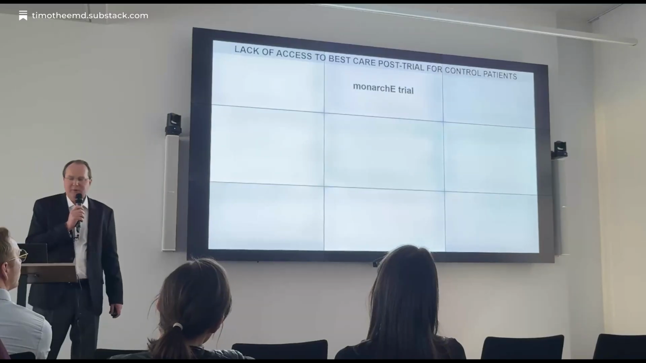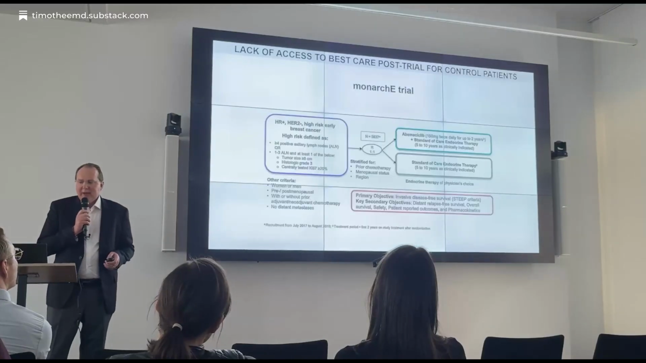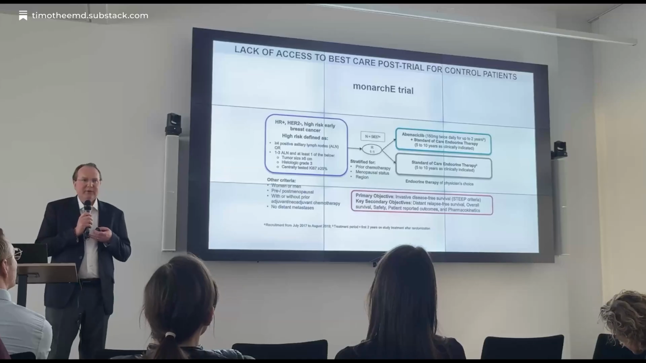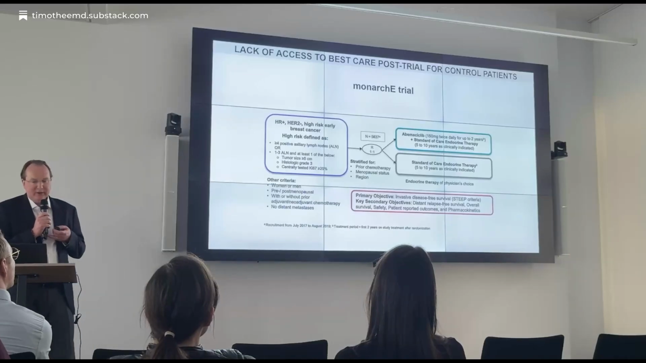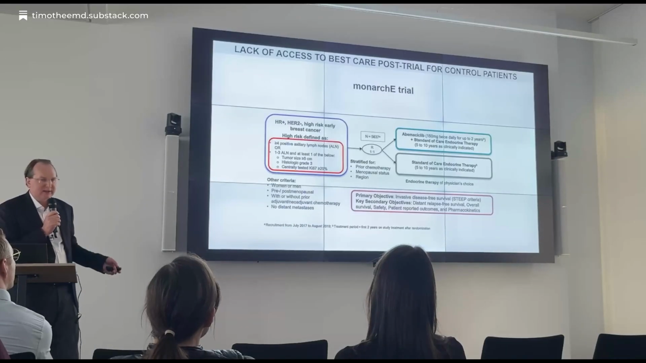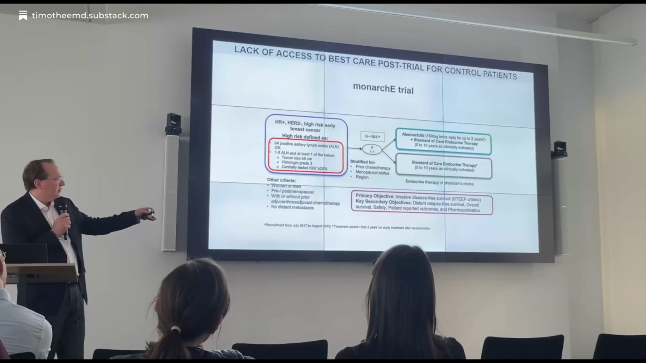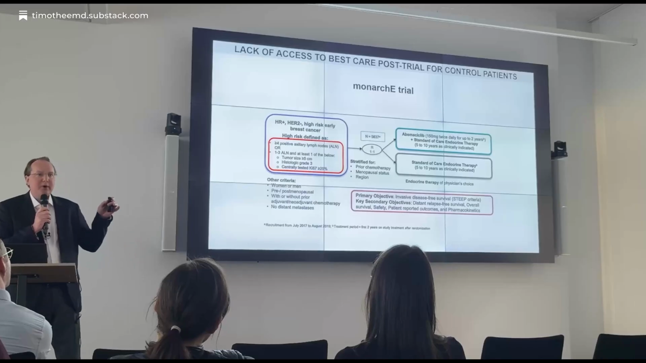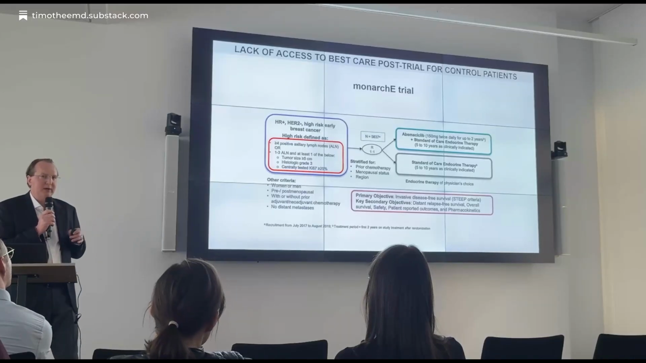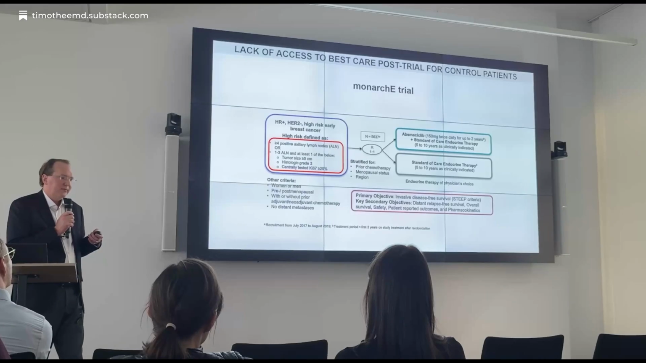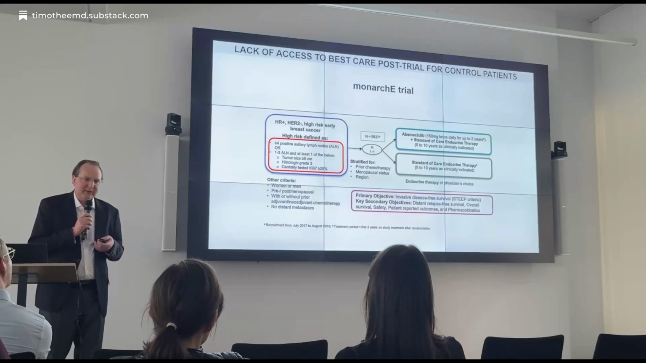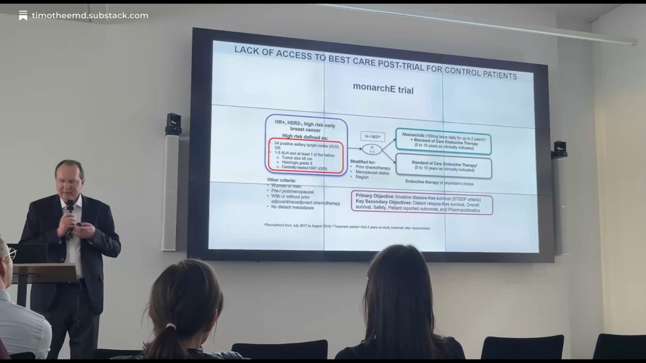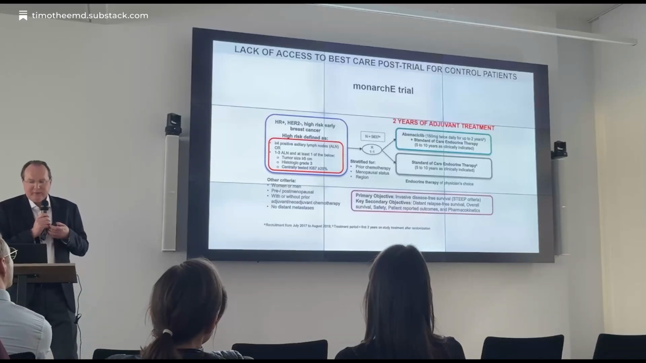Now monarchE. What was monarchE? MonarchE was a trial with patients with hormone receptor positive, HER2 negative, high risk early breast cancer. The high risk is defined according to some very precise criteria. And they randomized in an open label fashion. It's important that it was open label because I think it's potentially increasing the risk of some bias like informative censoring. And they received 2 years of adjuvant treatment.